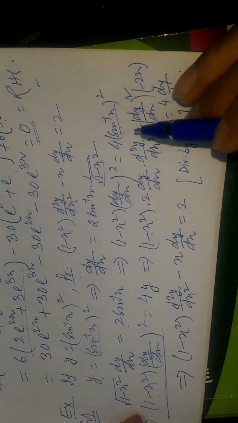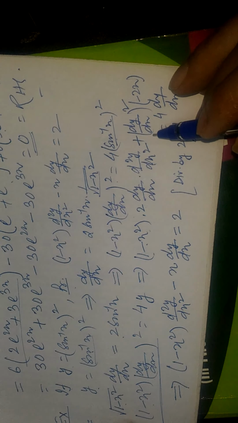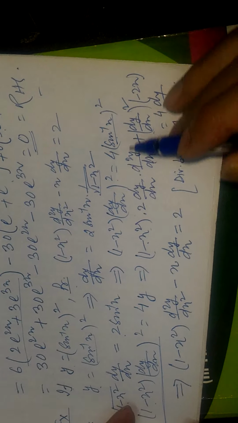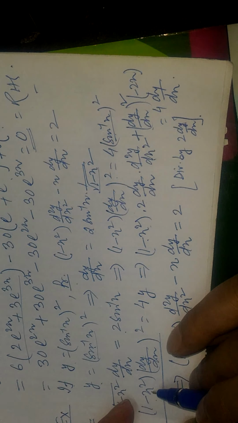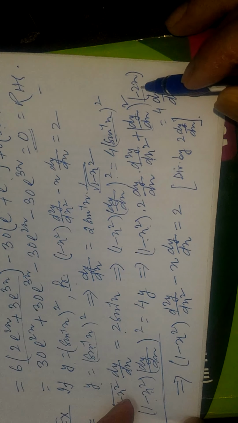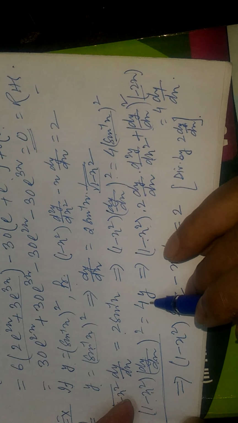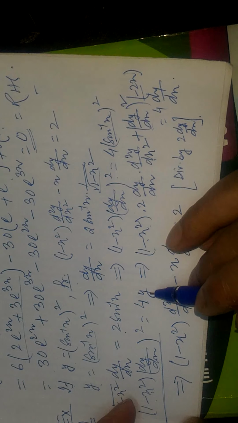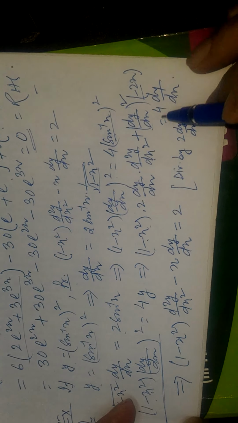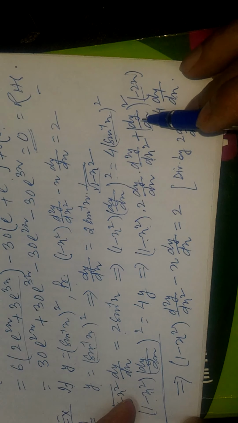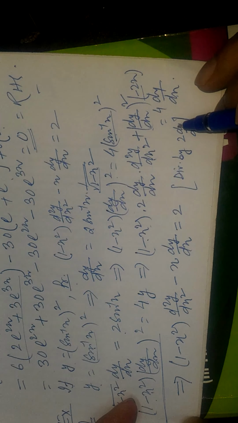Now we'll write the second function. What is the second function? The second function is (dy/dx) whole squared, and what is the first function? 1 minus x squared. For 1 the derivative is 0, for x squared it is 2x, so it is minus 2x, and on the right hand side is 4, and the derivative of y is dy/dx.